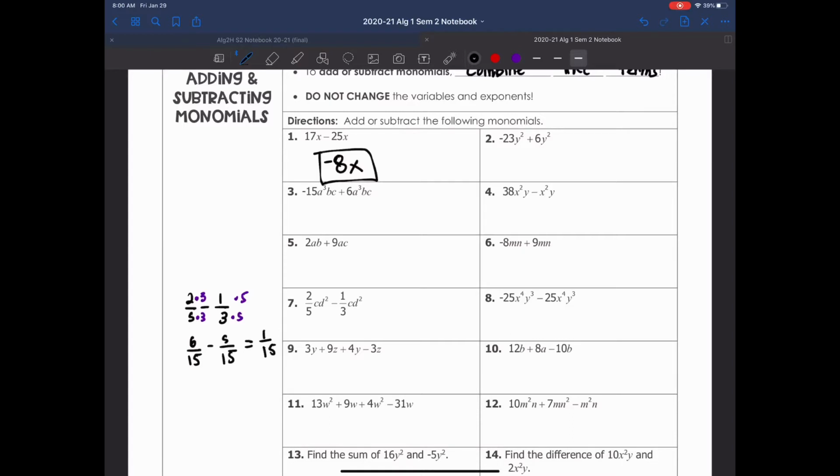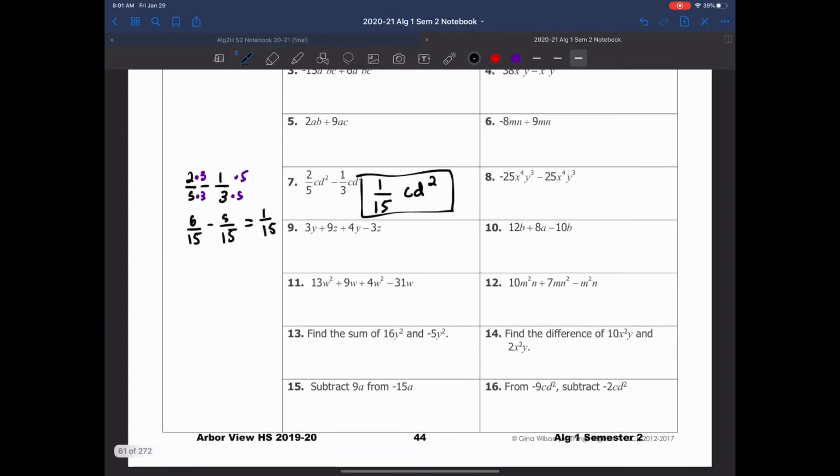So number 7 is going to be 1/15. And again, we don't change the variables or the exponents. So it's going to be CD squared at the end. All right. Let's go down to number 11. So number 11, we have 13w squared plus 9w plus 4w squared minus 31w.